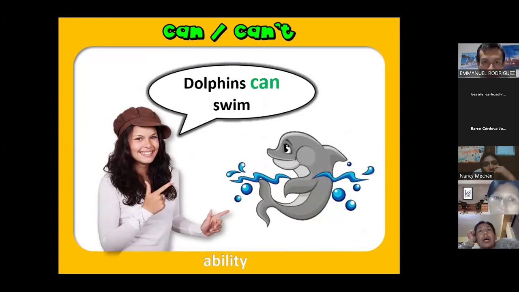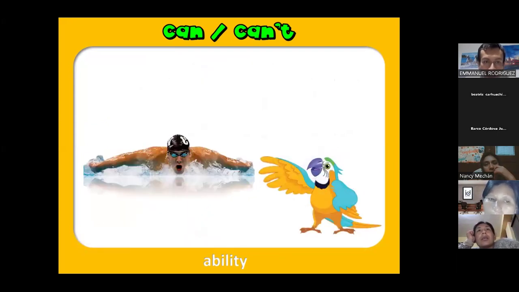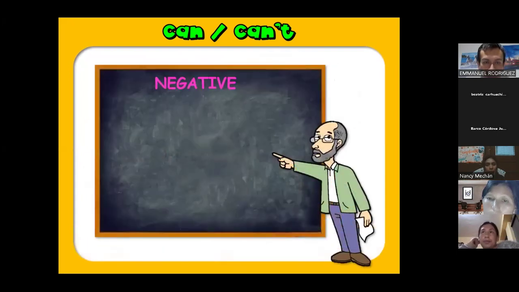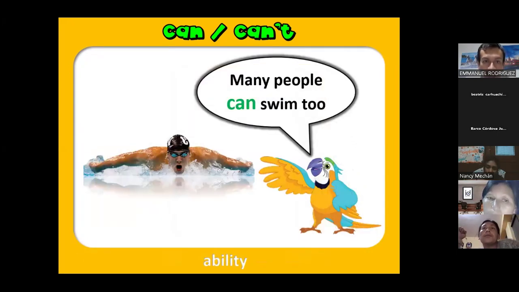Dolphins can swim. Many people can swim too. According to the different pictures, you think about the different sentences with the modal verb can.